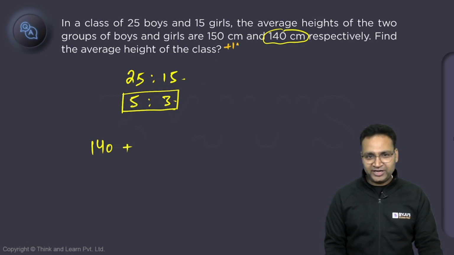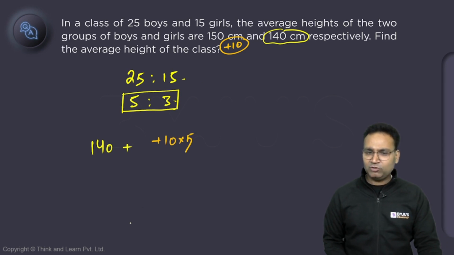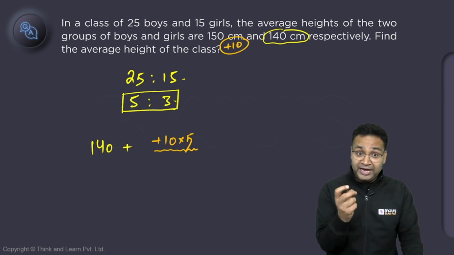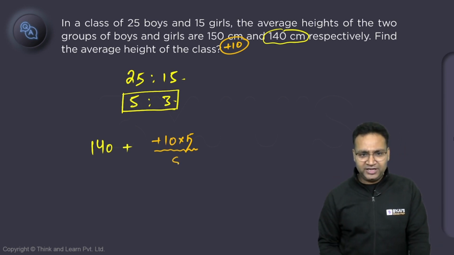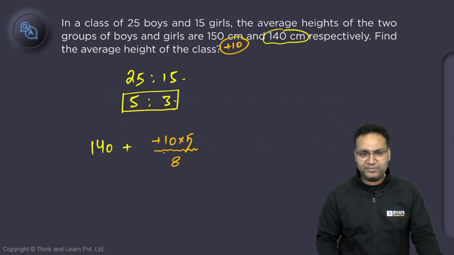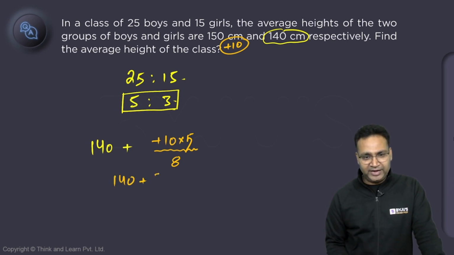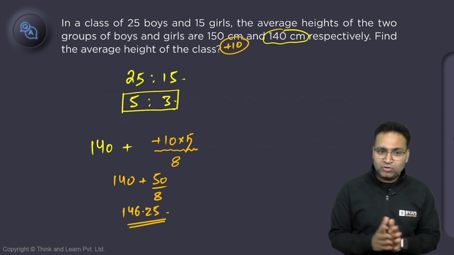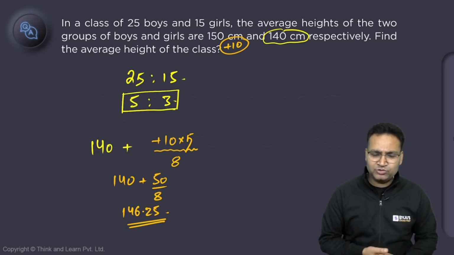What is the deviation here? Plus 10. So this plus 10 into 5. All of you, divide by how much do you divide? 5 plus 3, 8, or only 5? Divide by total. It is 5 plus 3. Clear? Because at the end in the group there are 8 people. If I am saying 5 boys, 3 girls, there are 8 people. So 140 plus 50 by 8. If you look at this, 50 by 8 is 6.25. So 146.25. So according to this, the answer is 146.2.